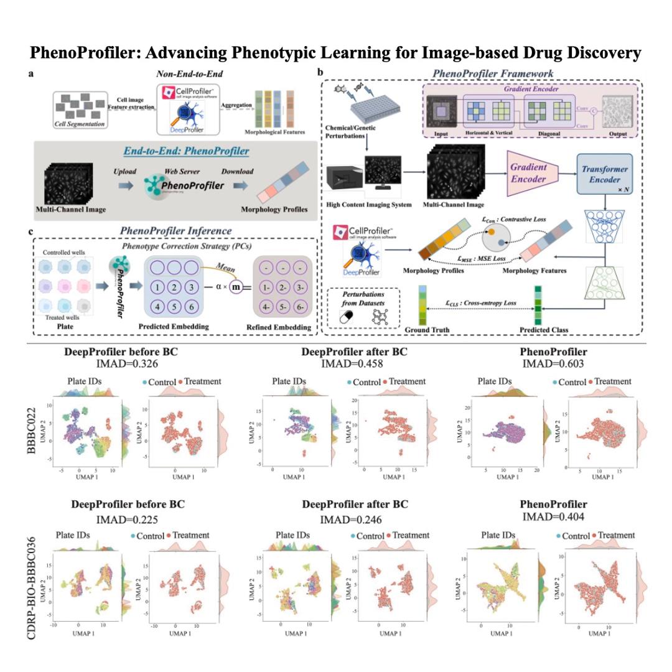Right. What about PhenoProfiler? PhenoProfiler, without any extra correction beyond its own training process, achieved a much higher IMAD of 0.603. Wow, so significantly tighter clustering straight out of the box. Yes. It suggests that the way PhenoProfiler learns, particularly that focus on quantitative regression against stable morphological profiles, allows it to intrinsically learn features that are less susceptible to technical variations between plates. It's building in the robustness during training.